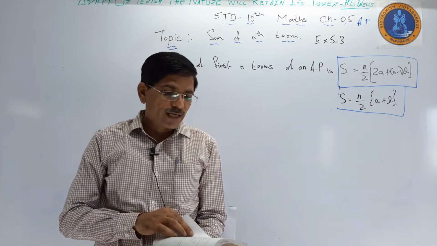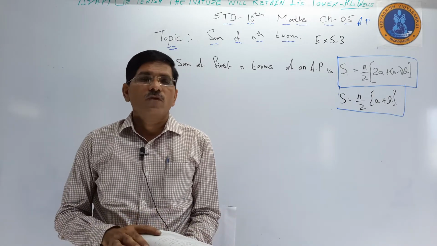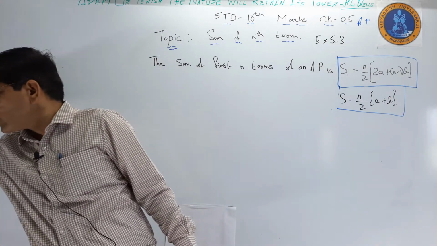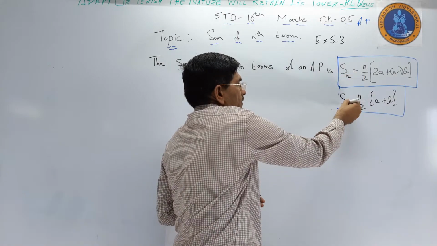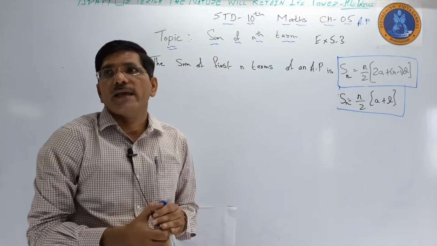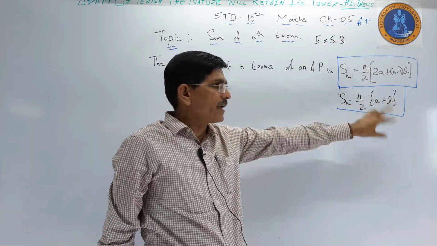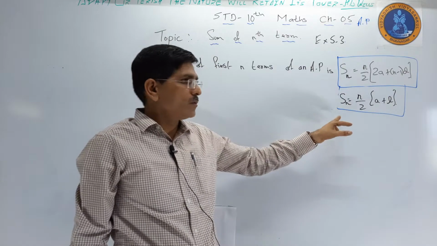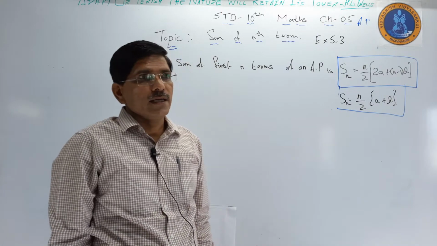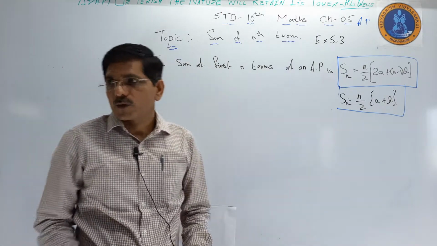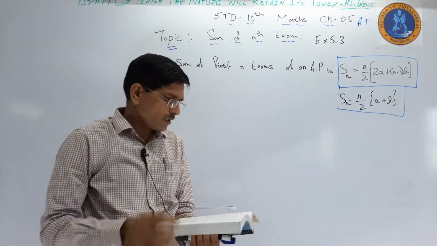Already we are using Sn formula, but in your text there may be some formula written with S. So we can write Sn also, or we can write only S. First term and last term is given. When first term and last term is given, we can also do this sum. Sn is equal to n by 2 in bracket a plus l.